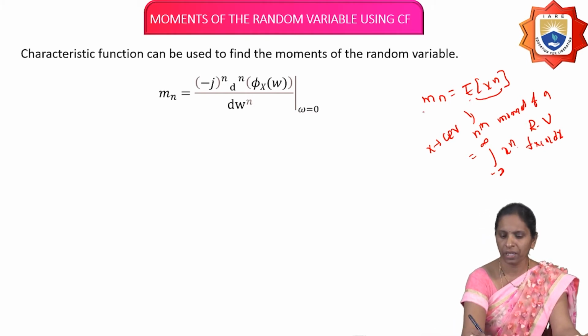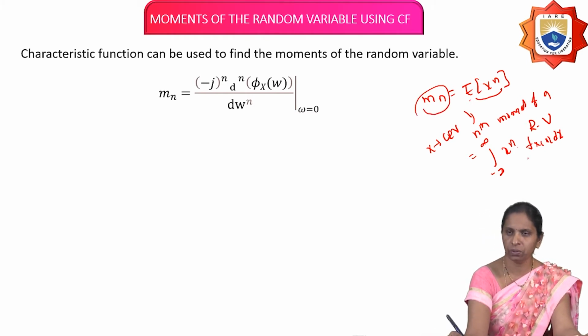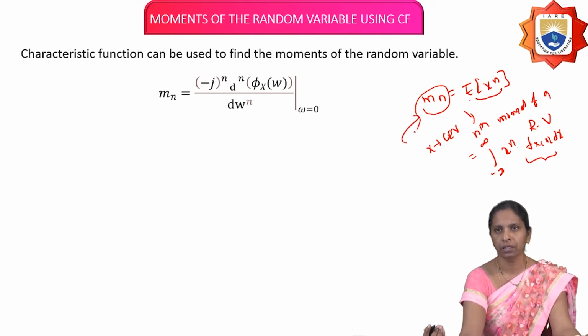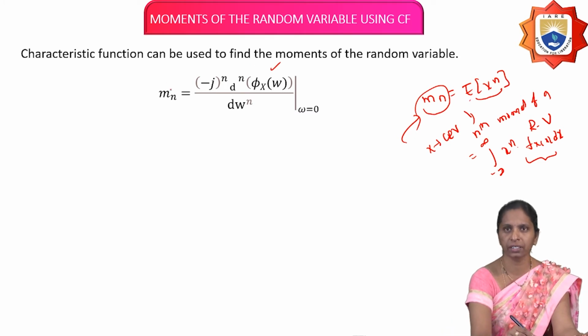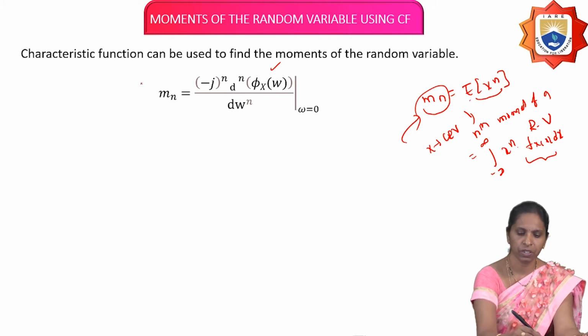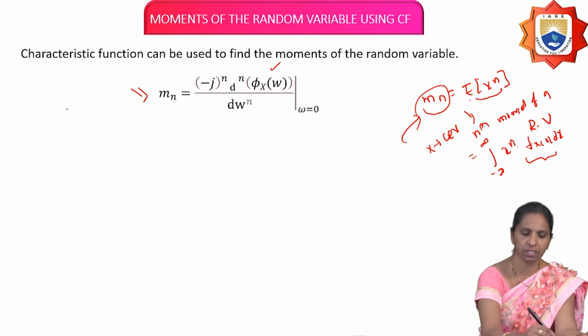Now, how do you calculate the nth moment? If you know the density function, then you calculate the nth moment from it. For example, if you know the characteristic function, then how do you calculate the nth moment of a random variable X? So, m_n is equal to (-j)^n d^n φ_X(ω) by dω^n, where ω equals 0. So, what does m_n represent? It represents the nth moment about the origin.